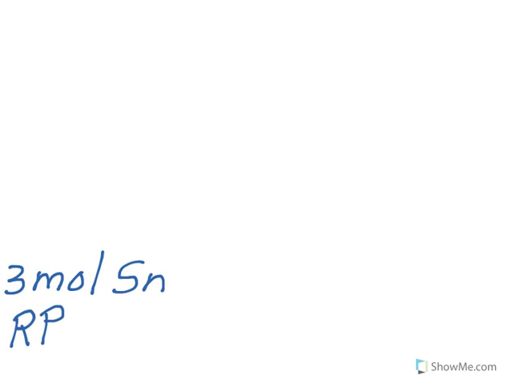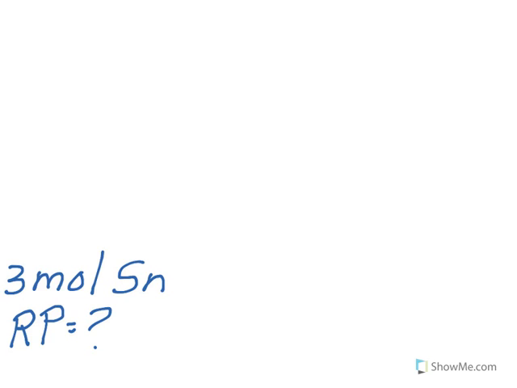Okay, let's try to do a problem and find, this time, representative particles by two methods. All right, let's say we are given 3 moles of tin, and we need to calculate representative particles. Remember, representative particles can be molecules or atoms. So read your problem carefully. In this particular problem, we will look for atoms.